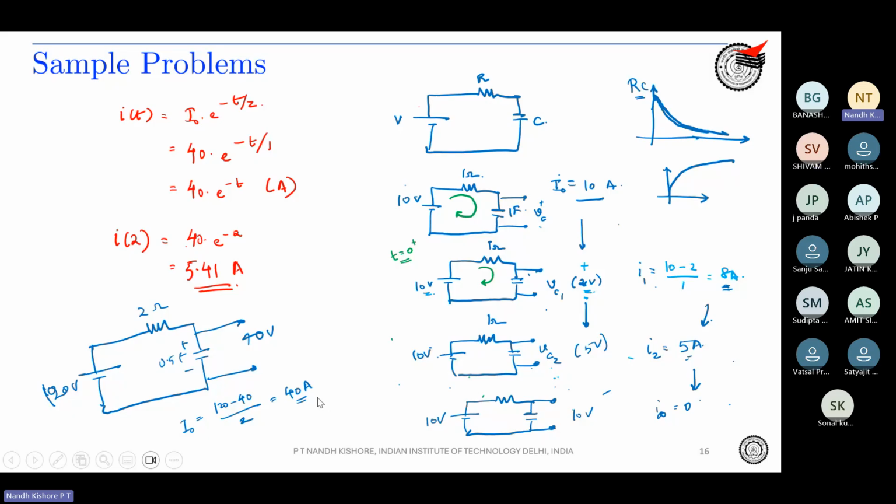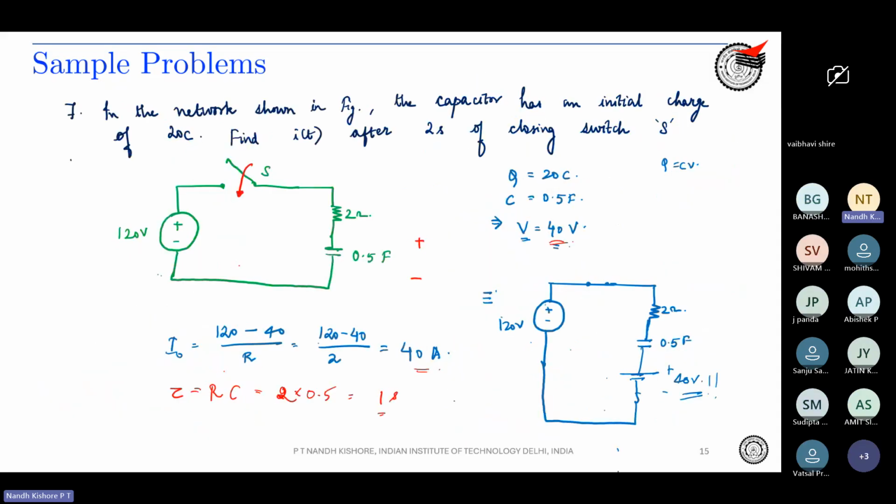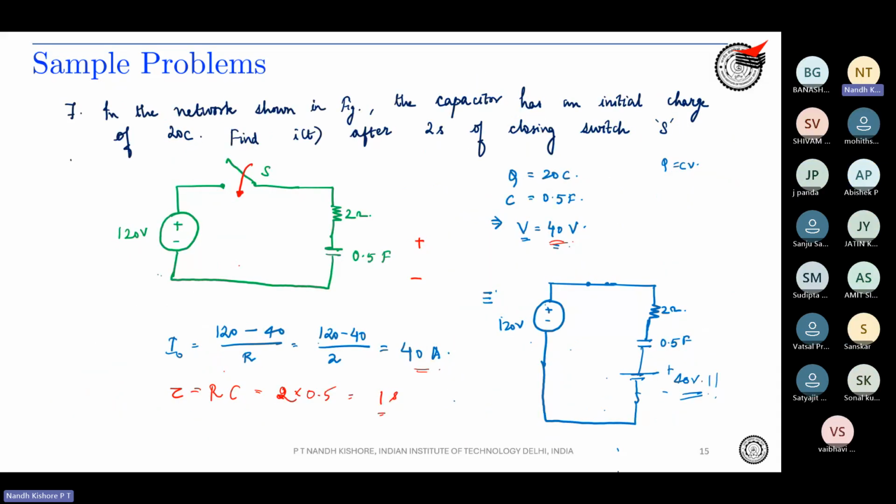Now you understand that as your capacitor continues to charge up, it will continue to charge up from 40. After some time it will become 50, 60, 70, 80, 90, 100, and so on, and at infinite time it will reach 120 volts. The current will become 0. So the current again decreases. It's just an RC circuit. The current decreases because the capacitor is charging up continuously.